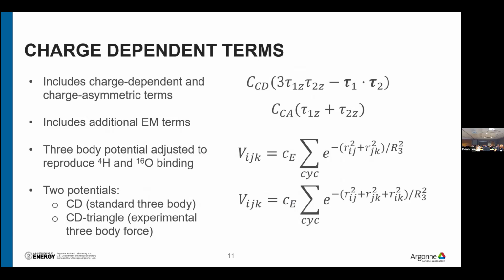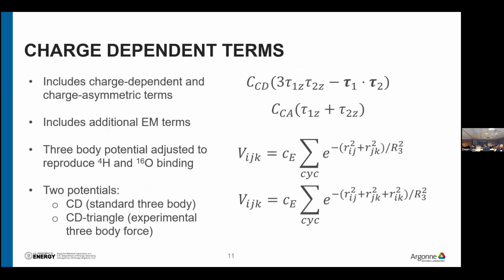the 3-body potential, and instead of just fitting it to 1 small nucleus, we fit it to 4 helium and 16 oxygen binding energies. And I do that fit manually by running this system with multiple different parameters for the 3-body interaction.